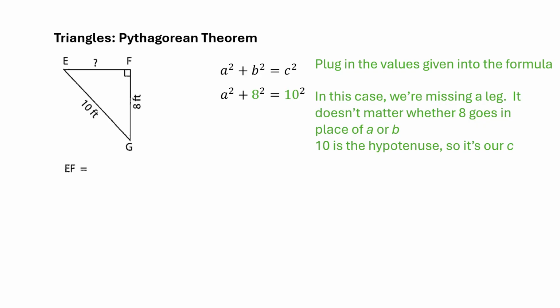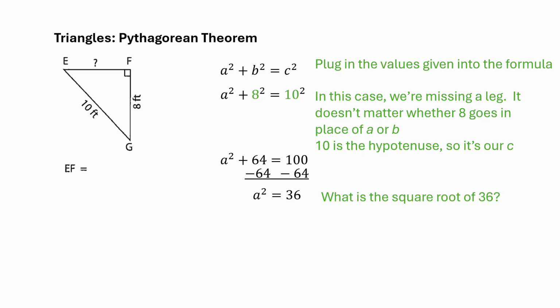Let's work it out. 8 squared is 64, 10 squared is 100. We're going to subtract 64 from both sides. And what is the square root of 36? Did you get 6 feet? That's correct.